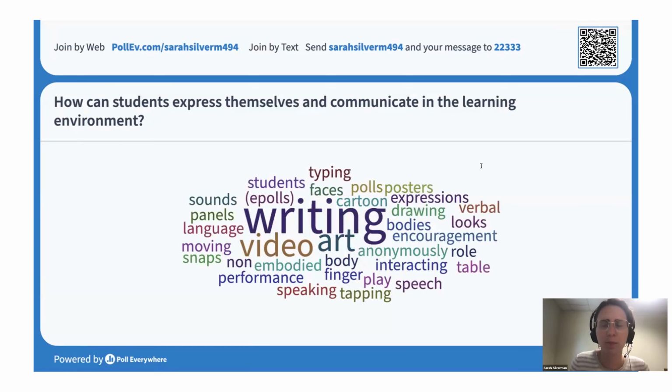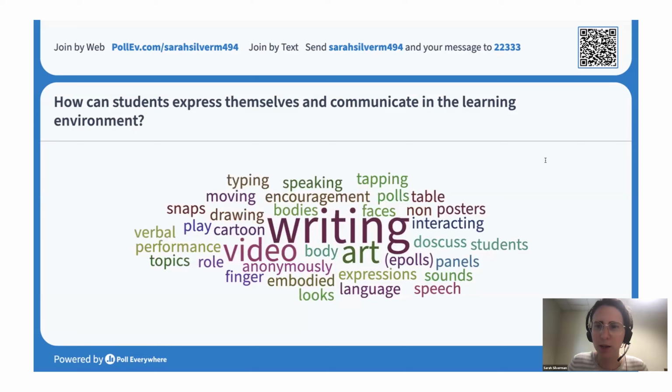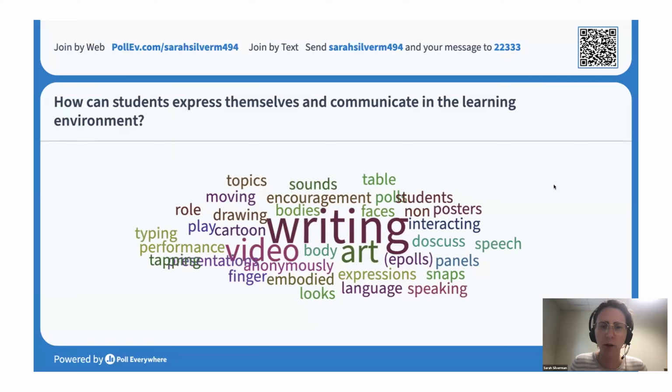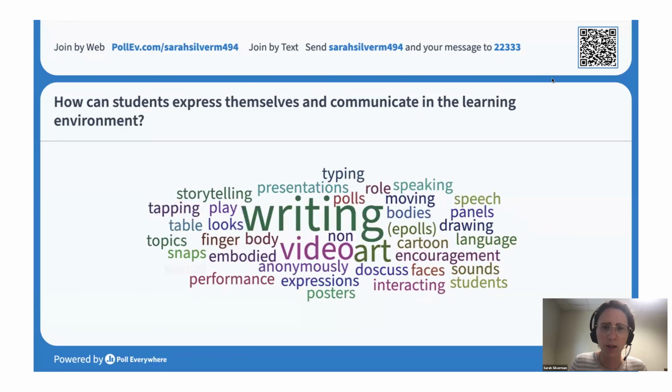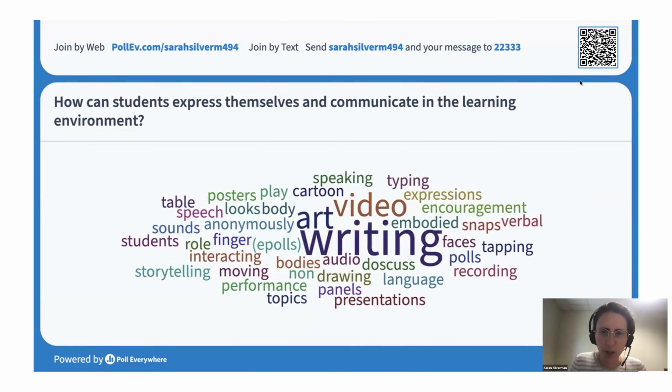Mod added sculpture. That isn't one that I've experienced, but I agree that it definitely could be a mode of expression or communication. And Amy mentioned dance and movement. As the word cloud generates, it seems like a number of people might have shared writing, video, and art, but then there's all sorts of other ones, including presentations, storytelling, tapping, play, books, body, expressions, polls, recording. There's probably over 20 just on the word cloud.